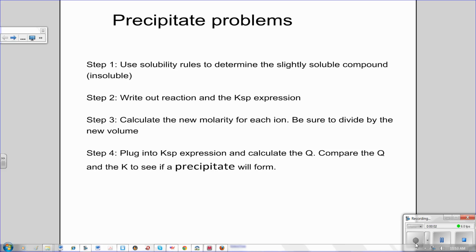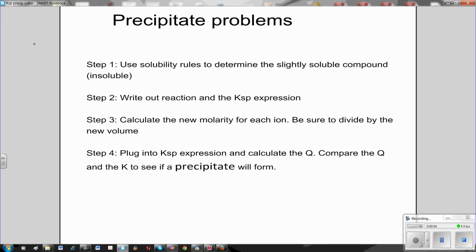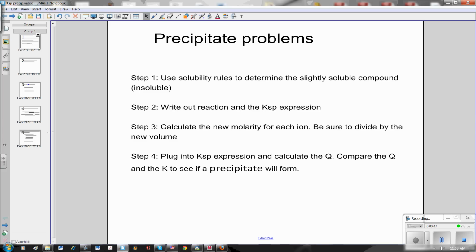Alright, so what we're going to do is go over how to calculate a precipitate problem in a KSP situation. So first thing you have to notice is that there's 4 steps to it.